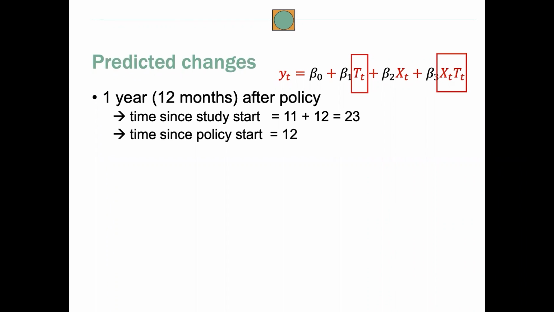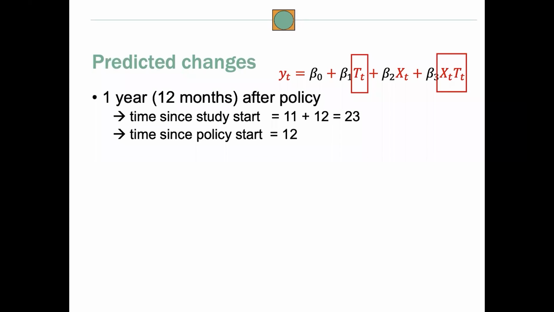We want to first calculate the time since the policy started. Our policy was implemented in month 11. So we know it's been going on from the first month all the way through month 11. And we want to know the impact 12 months after, the equivalent of a year. So 11 plus 12 gives us 23.